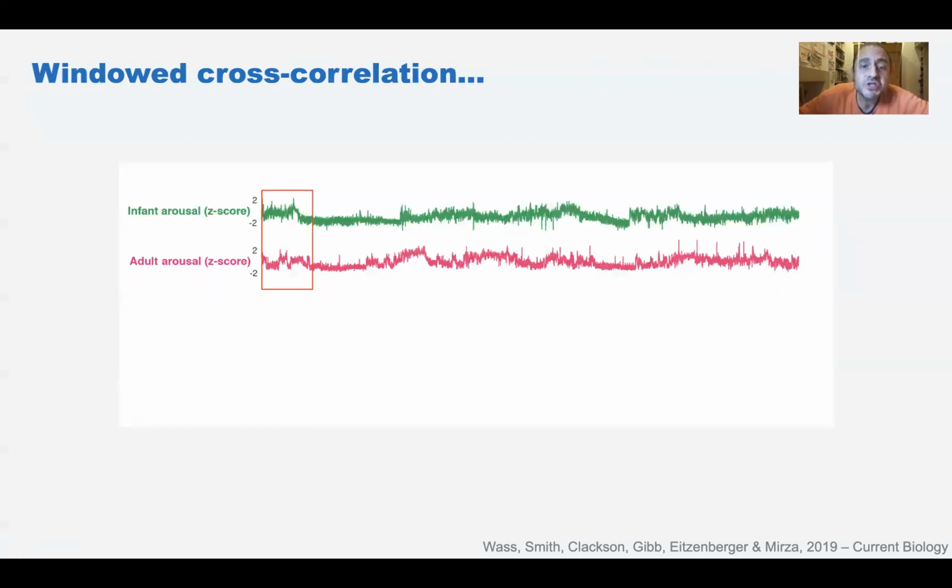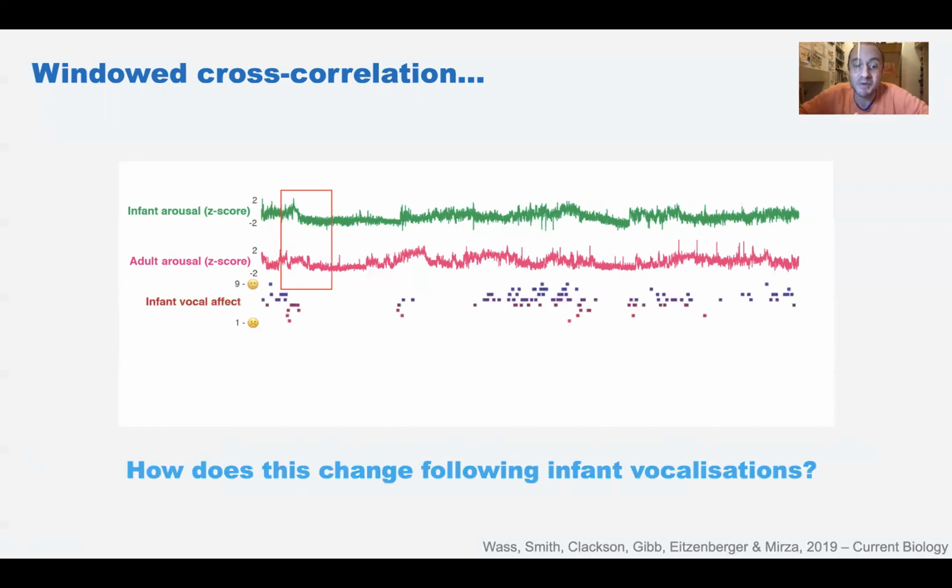Remember I said that across the course of the whole day, times when the baby's arousal is high, the parent's arousal isn't also high. We did that same cross correlation analysis, but instead of looking at the whole day at once, we did the same analysis on a windowed basis. So we looked at one section, do we get associations between times when the parent's arousal is high and the baby's arousal is low, and then we move the window, repeat the analysis, and so on. And we looked at how this changes relative to infant vocalizations.